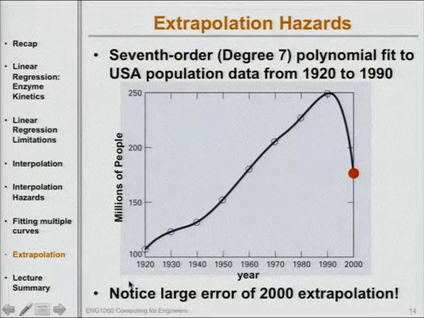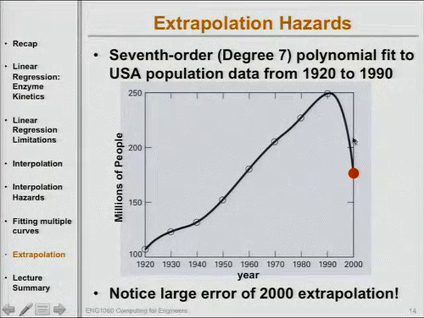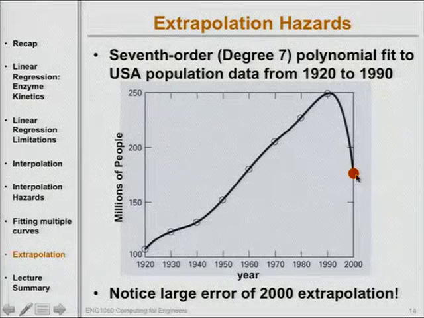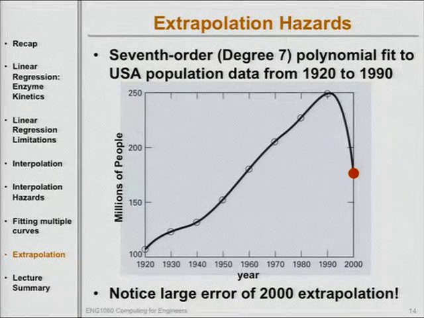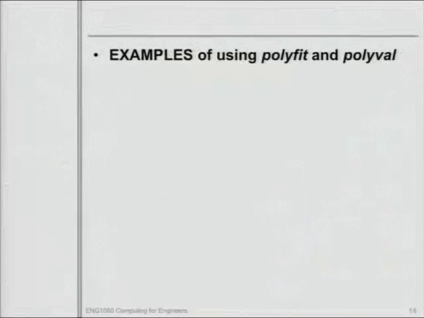As an example, this is the US population data from 1920 to 1990. We're fitting a 7th order polynomial, and then we're extrapolating to the year 2000. And our polynomial that goes through all these data points really nicely predicts that the population of America should have halved between 1990 and 2000. So that's just a really simple example of where extrapolation is incredibly dangerous. If you based government policy on this, you would have been completely stuffed.